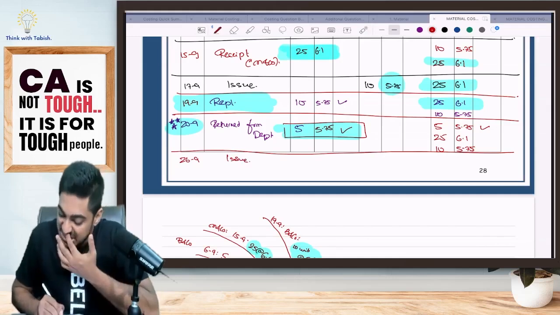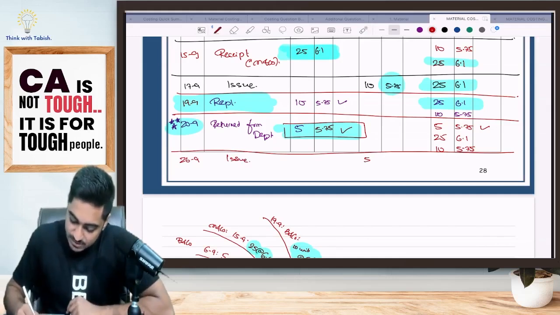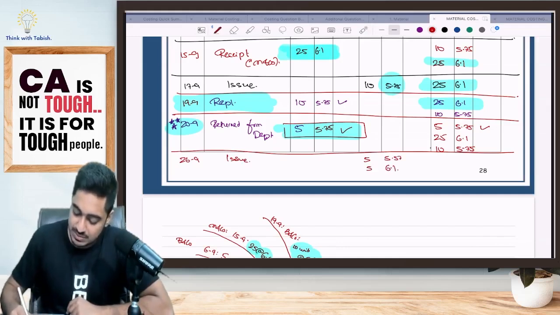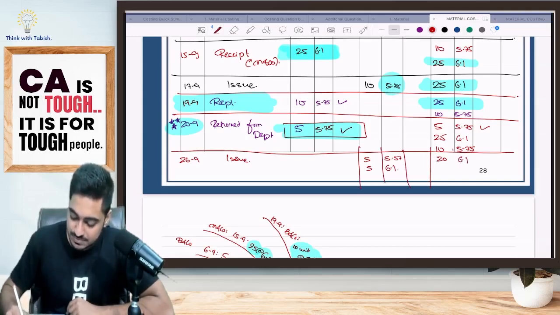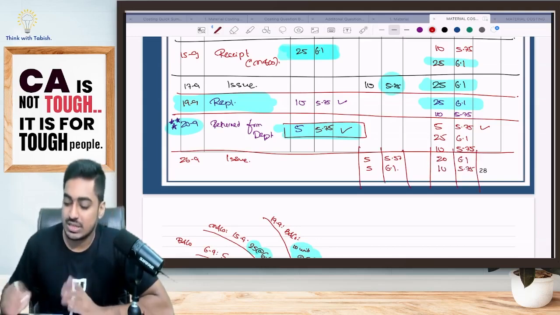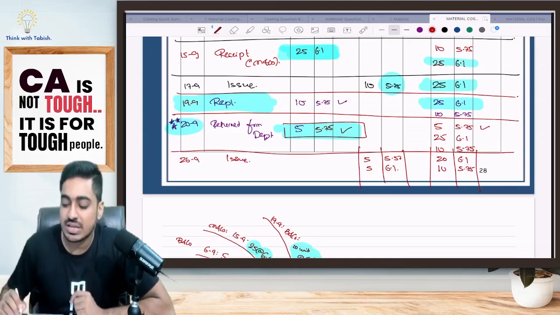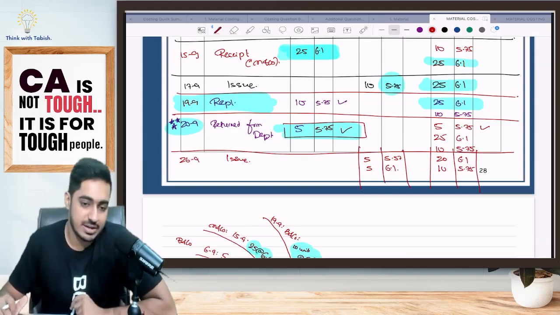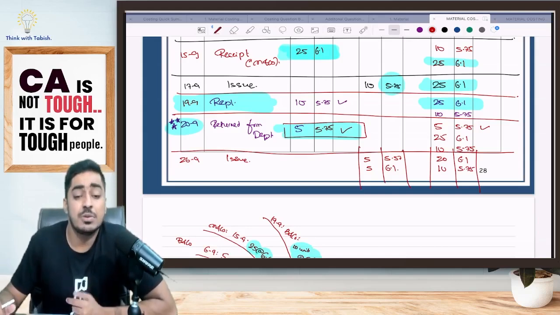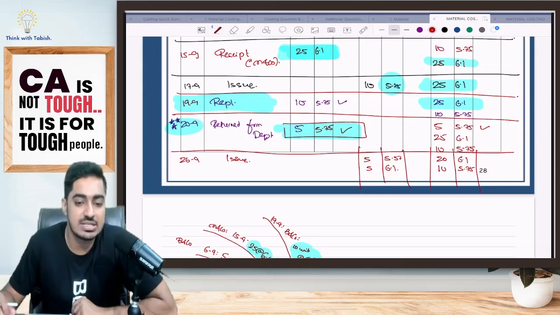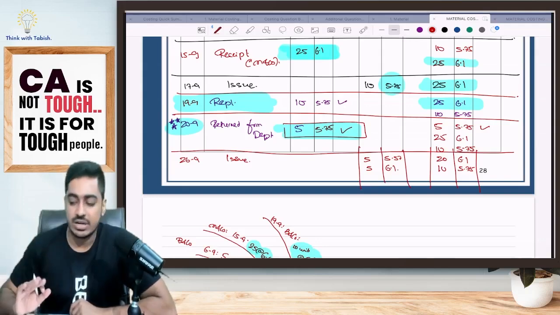How many goods did I issue? 10 units I issued. At what rate? 5 are available at 5.75. Balance 5, I will take at 6.1. That means right now I have 25 at 6.1. 5 is gone, so I will be left with 20 at 6.1 as well as 10 at 5.75. Okay, 26th is over. Then comes 29th. Again, an interdepartmental transfer from one department to another. Again, there will be no impact in my stores ledger, and I will not be putting a journal entry. The concept I have already explained.